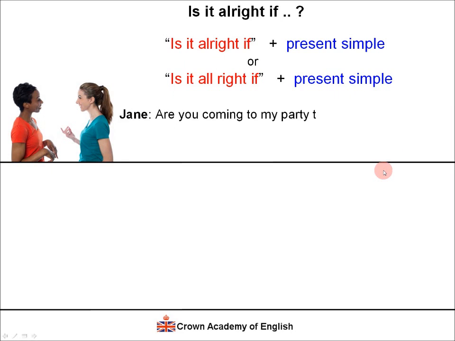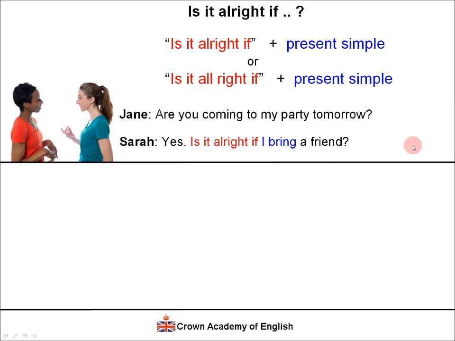Example. Jane says, "Are you coming to my party tomorrow?" And Sarah replies, "Yes. Is it all right if I bring a friend?" So we have, is it all right if, followed by I bring, which is the present simple. So Sarah is asking for permission to bring a friend.